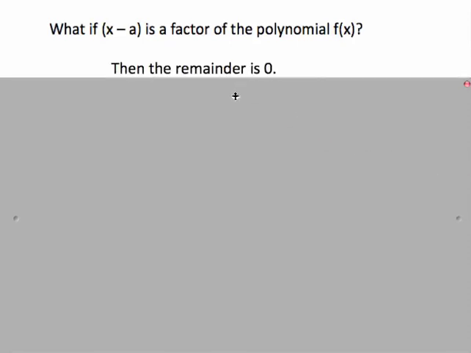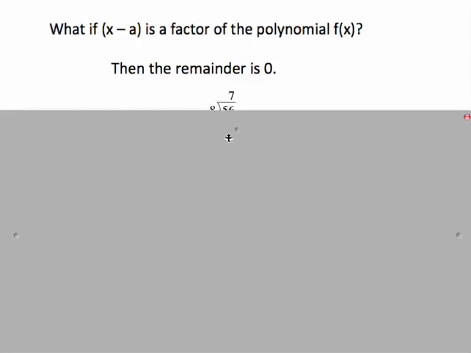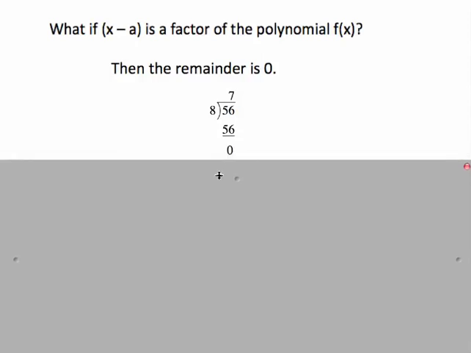Now, what if x minus a, our divisor, is actually a factor of the polynomial f of x? What would that mean? Well, recall that if the divisor is a factor of the dividend, then you're not going to have any remainder. The remainder will be 0. So here's an example just using simple numbers. 8, the divisor, is a factor of the dividend, 56. So 56 divided by 8 is 7, and in the end you get no remainder. The same thing would happen with a polynomial. If the divisor is a factor of the dividend, you'll get no remainder.